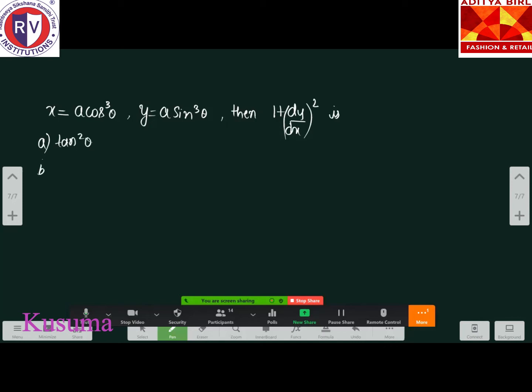Look at the next question. If x equals a cos cube theta, y equals a sin cube theta, then 1 plus (dy by dx) whole square is... The options are option A tan square theta, option B 1, option C tan theta, and option D secant square theta.